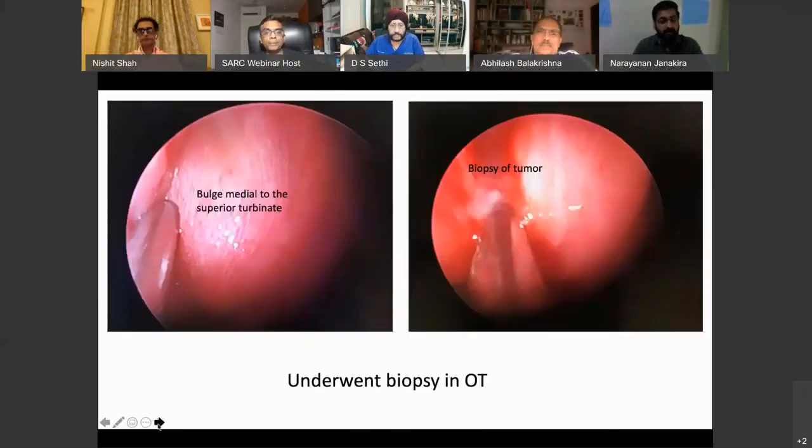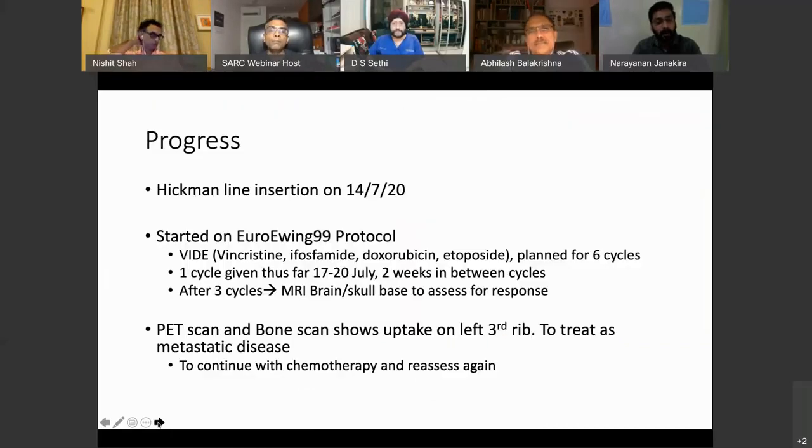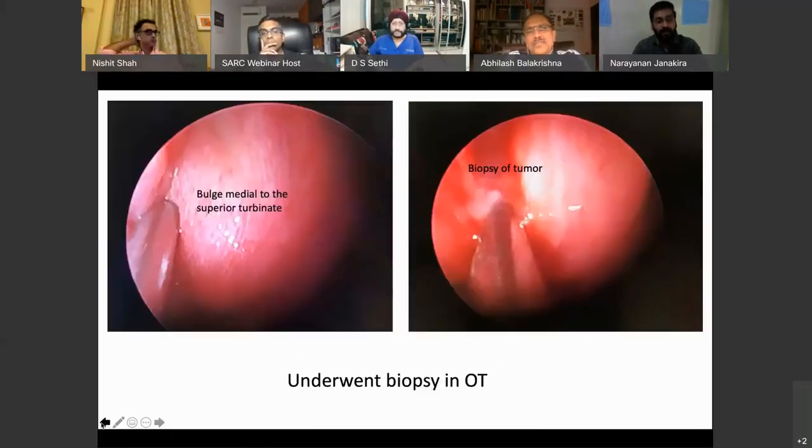You all see it? You see the bulge to the superior turbinate, and then we biopsied it in the operating theater. Okay. So, what was the histology? Anyone wants to guess? No, this is not the one. Yeah, Ewing sarcoma. Yeah, it's Ewing sarcoma.